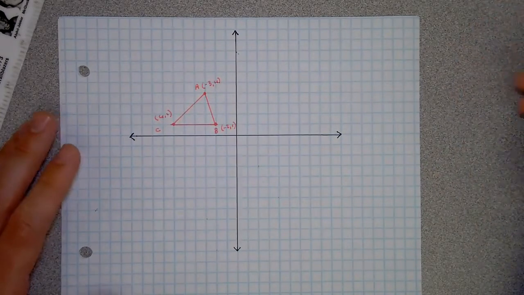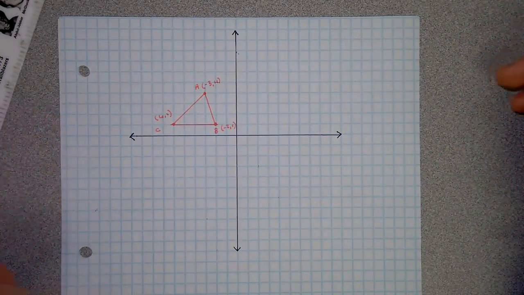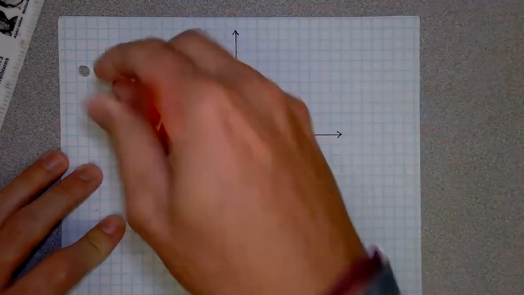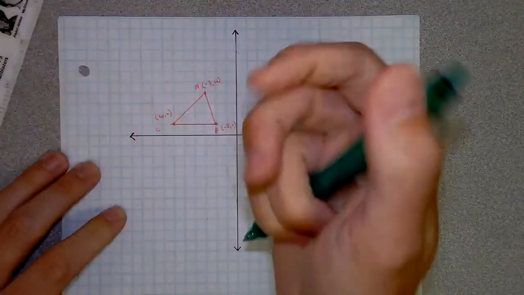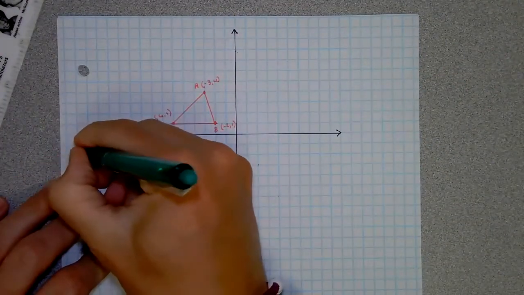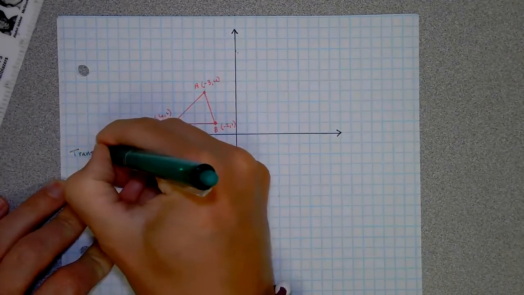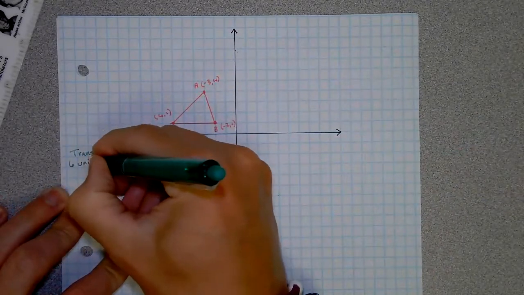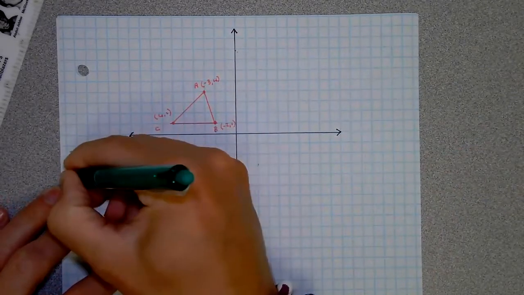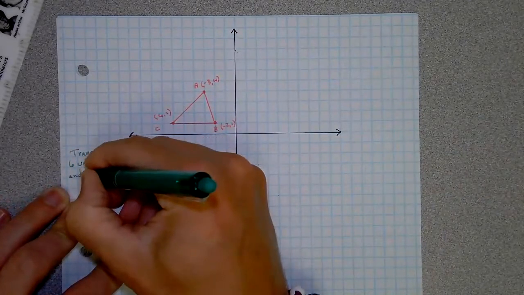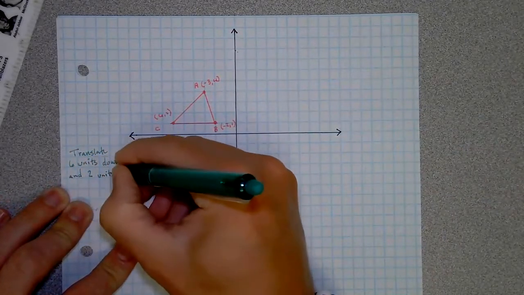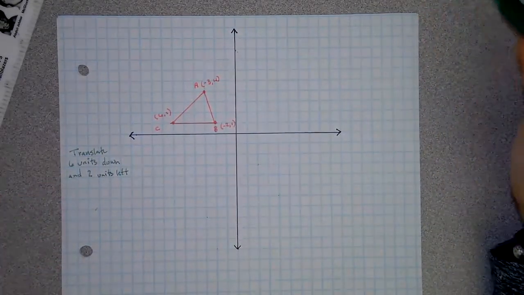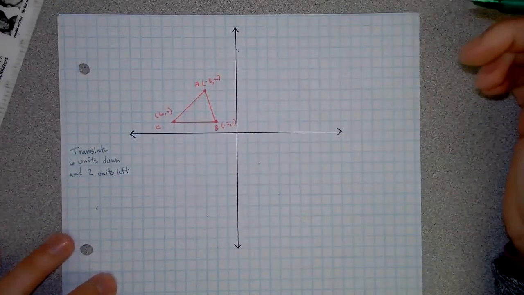And usually what will happen is you'll be asked to do three different types of transformations. The first one's usually pretty straightforward. Let's say we want to translate the triangle 6 units down and 2 units left. Fairly straightforward. You're just counting down 6 and 2 to the left from each point.